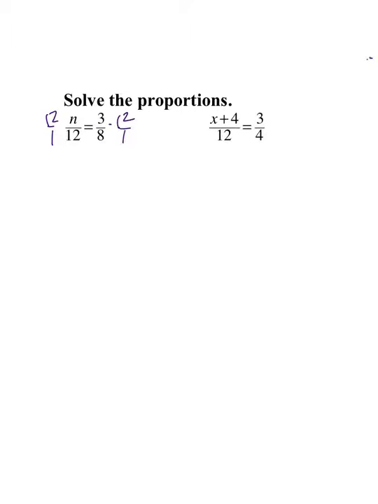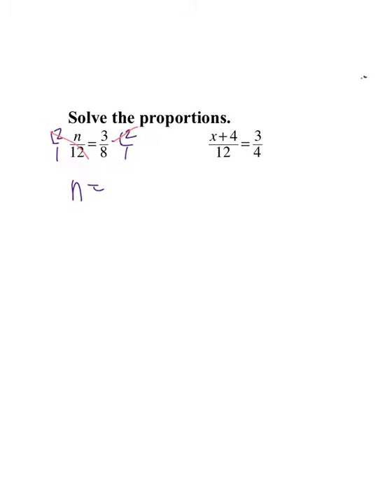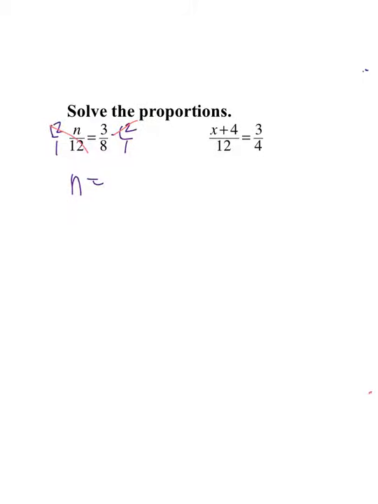So notice on the left side, everything reduces and you got n. On the right-hand side, 8 does not go into 12, but what goes into both of them? Well, 4 goes into both 8 and 12. So 12 divided by 4 is 3. And 8 divided by 4 is 2. So in other words, 3 times 3 is 9 over 2 is our answer.